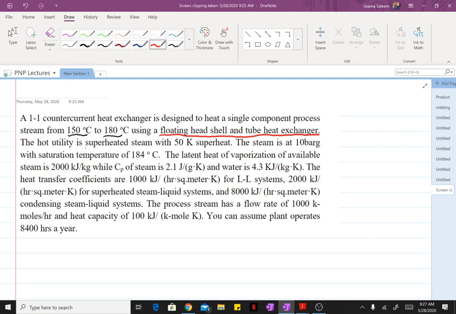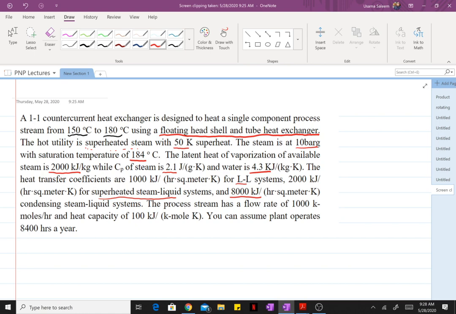We have our hot utility, superheated steam, which comes in at 50 Kelvin of superheat. The steam is at 10 bar gauge and at a saturation temperature of 184 degrees Celsius. The latent heat of vaporization is given and the heat capacity is given, both for steam and water. And we have the heat transfer coefficients: 1000 kilojoules per hour square meter Kelvin for the liquid system, 2000 for the superheated steam system, and 8000 for the condensing steam system.